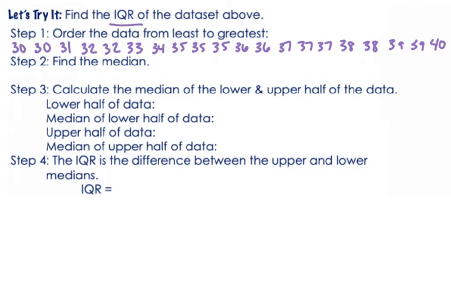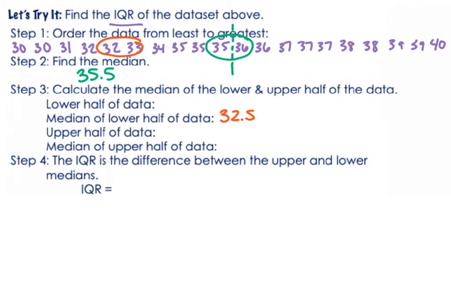The next thing is to find the median. All right, so my median would be 35.5. Step 3, I'm going to calculate the median of the lower and upper half. So right here it starts. Okay, so the median of the lower half would be between these two numbers. So I'm going to say it's 32.5. I wrote that in the wrong place. I'm sorry.